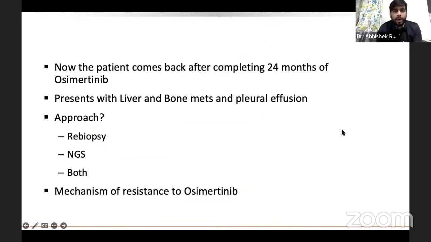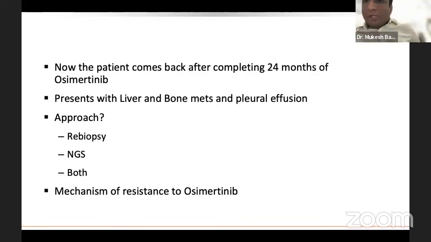So now this patient comes back after completing 24 months of osimertinib. She did not have brain metastasis at baseline. Now the patient presents with liver and bone metastasis. What is the approach? Dr. Mukesh, what would you like to do here? Would you re-biopsy or would you test any? Would you routinely send this patient for NGS if everything is available?